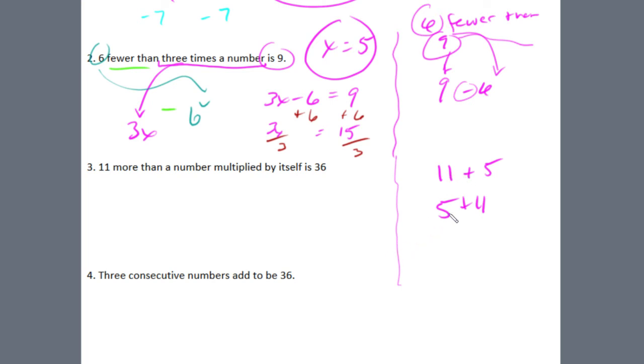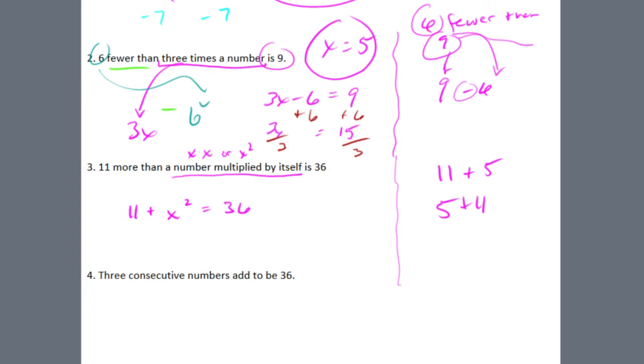So we don't have 5 though. We have a number multiplied by itself. So 11 more than a number multiplied by itself. We don't know the number, so we have x. And multiplied by itself means times another x, or we've got x squared. That's what this phrase translates to. A number multiplied by itself could either be x times x or x squared, because that's what the 2 as an exponent means. So we've got 11 plus x squared equals 36.